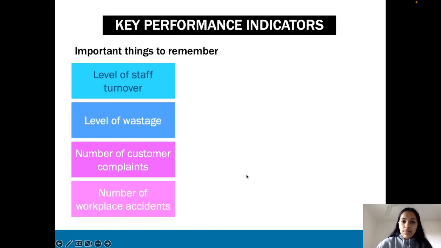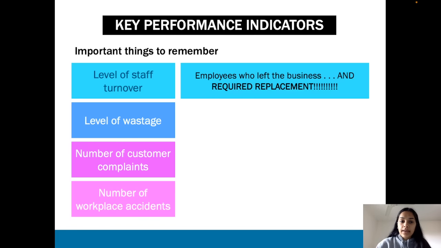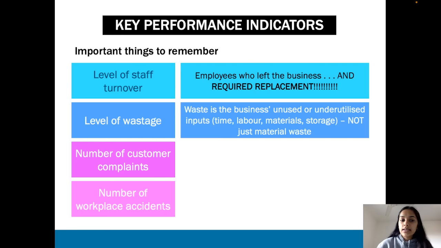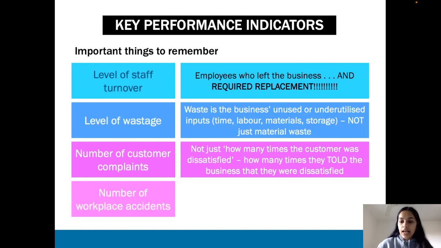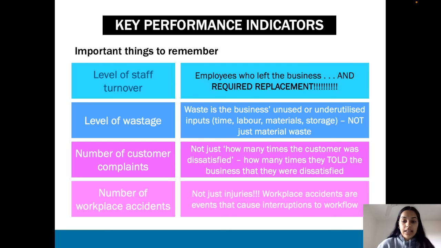All right, so just some key things to remember with your definitions of KPIs. I talked about this before, but with staff turnover, make sure that you include that it's also the required replacement of employees. Level of wastage, we just touched on that. It's not just materials. It's important to highlight that it's unused or underutilized inputs. Customer complaints, mentioning that it's the amount of times that the customer actually told the business that they were dissatisfied. And the number of workplace accidents, it's not just injuries, it's accidents or events that actually cause disruptions or interruptions to the workflow.